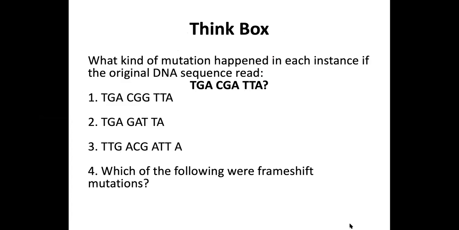So let's sum up what we did today. What kind of mutation happened in each of the following? So if this top one is our original DNA sequence, I want you to tell me what mutation happened. So we've got to compare the top sequence to the following numbers. The first one is substitution. What did we swap? The A and the G, okay? It's substitution.